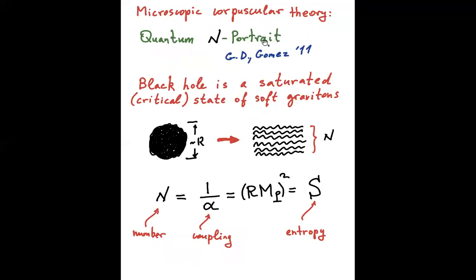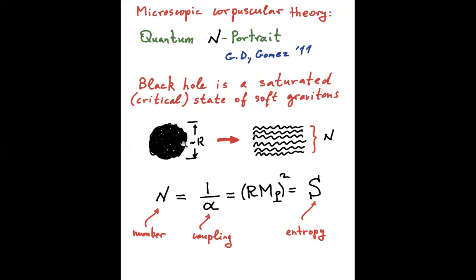Now, this corpuscular theory of a black hole, we suggested actually in the same paper as the corpuscular theory for de Sitter, my collaborators, Cesar Gomez and I. And it's very similar. Up until half breaking time, they behave very similarly. So again, it's a similar story. You think of a black hole as a saturated state of soft gravitons. Actually, you don't have to assume saturation. Saturation comes out. The key assumption is that the black hole is a multi-graviton state of soft gravitons.